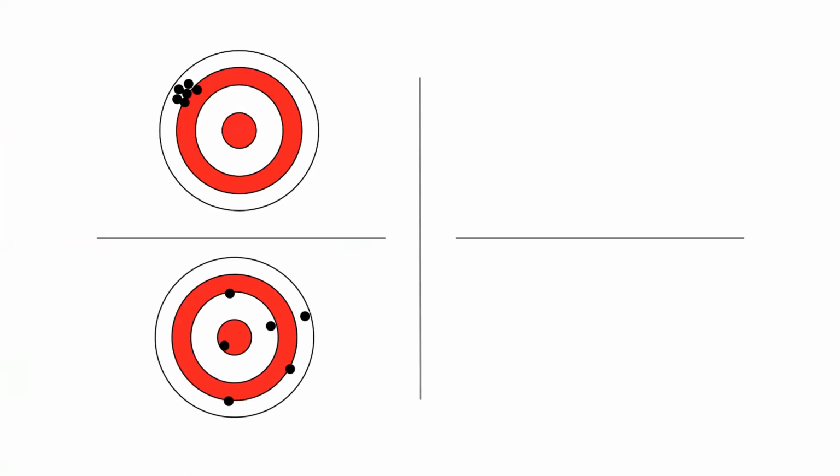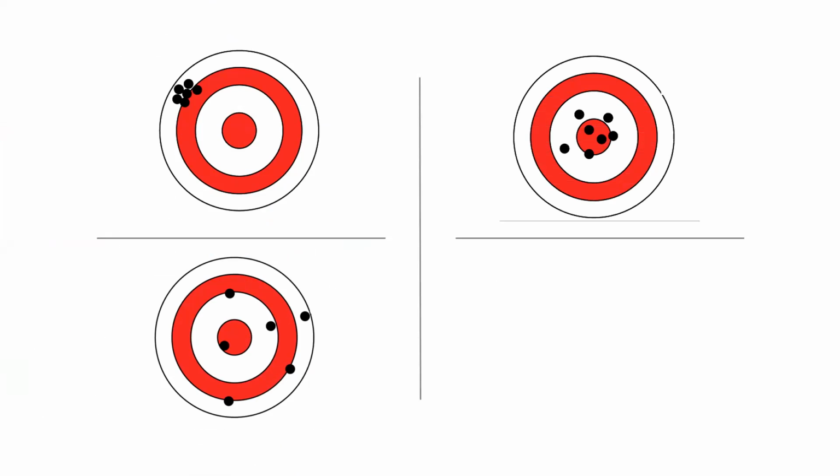Okay. On this target, we can see our shots are really close together. So we're going to have high precision. However, they're really far away from the center of the target. So we have low accuracy. All right, here is our next target.